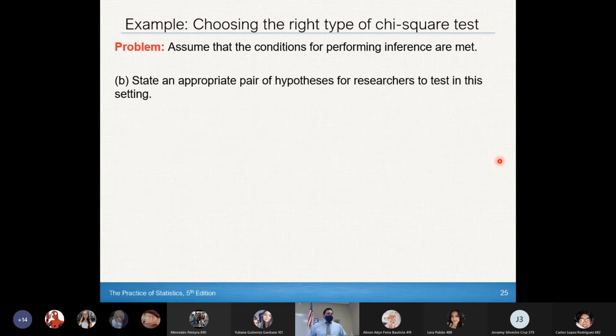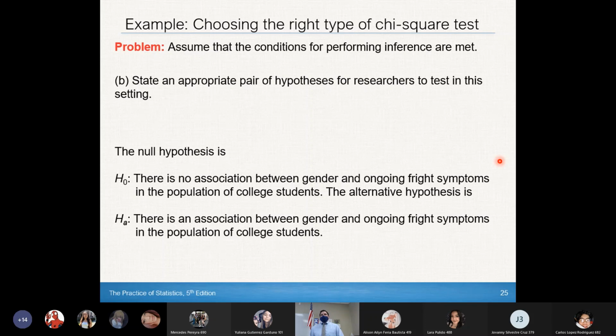So next, we want to state an appropriate pair of hypotheses for researchers to test in this setting. All right, so we have the null hypothesis. There is no association between gender and ongoing fright symptoms in the population of college students. And then our alternative is that there is an association between gender and ongoing fright symptoms in the population of college students. Again, I want to point out the only difference between these two hypotheses is that one says there is no association and one says there is an association. After that point, it's a copy paste of the same phrase.